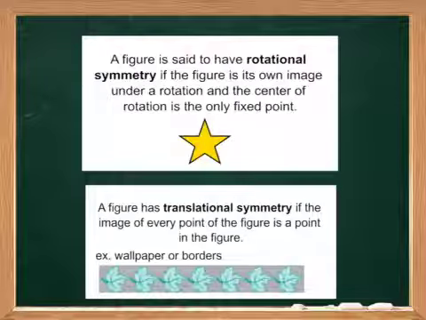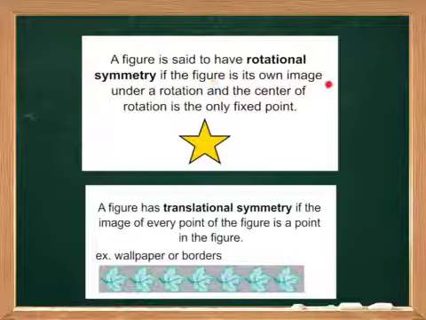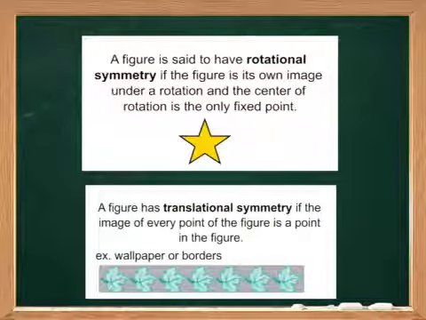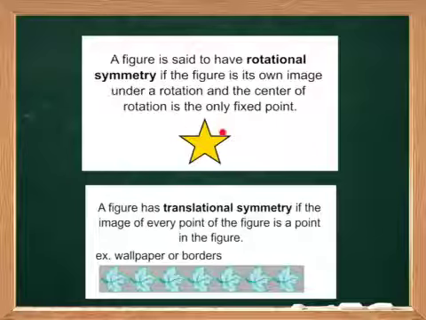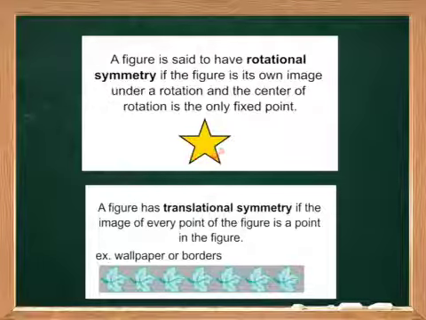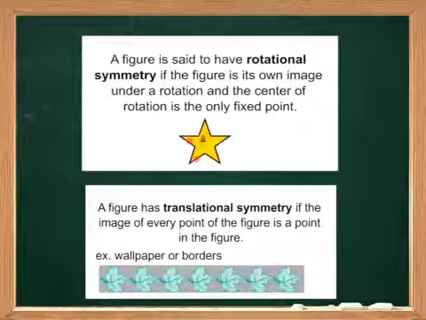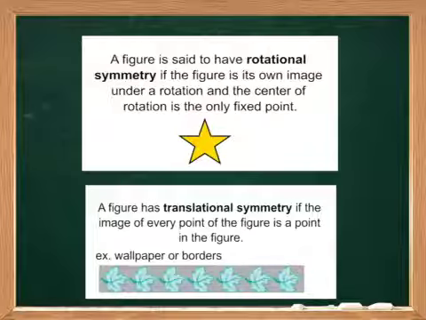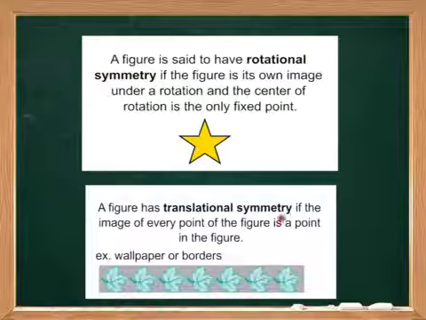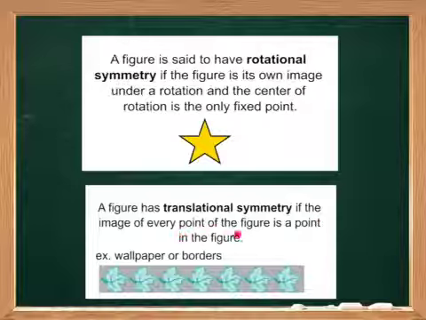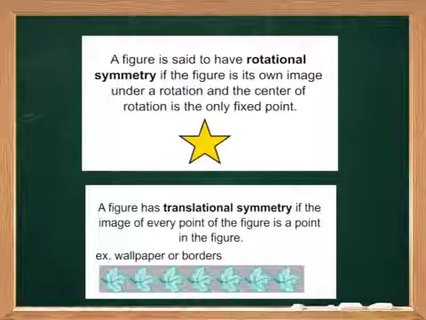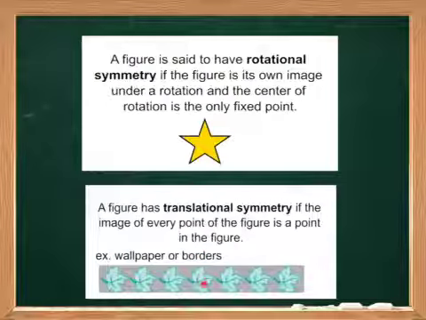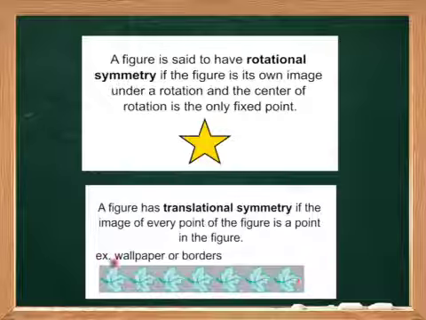A figure is said to have rotational symmetry if the figure is its own image under a rotation, and the center of the rotation is the only fixed point. So if this is our center of rotation, if we rotated it counterclockwise, we would get a star. So rotational symmetry, a star is said to have rotational symmetry. And then translational symmetry is if the image of every point of the figure is a point in the figure. A good example for this is wallpaper or borders. So it's translated multiple times, obviously, here, and it makes up the whole image.